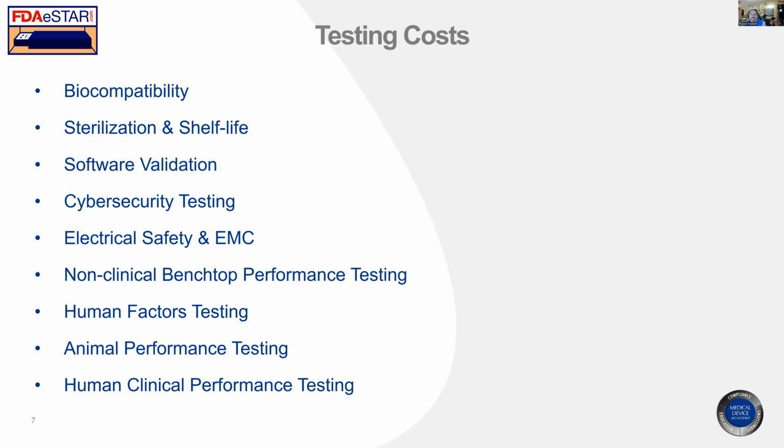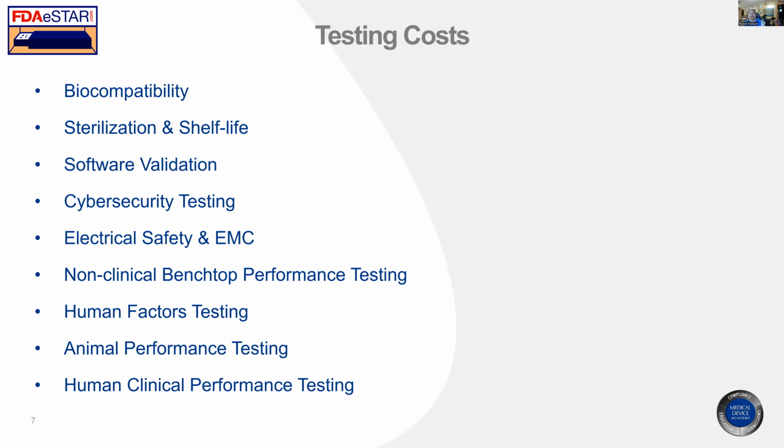For testing costs, where does that $250,000 to $1 million plus go to? These are the bullets that you need to think about, and I think about them in this order right from the top of my head. Biocompatibility is first on my list. For a lot of devices, minimum is going to be about $15,000. If you have software as a medical device, $0.